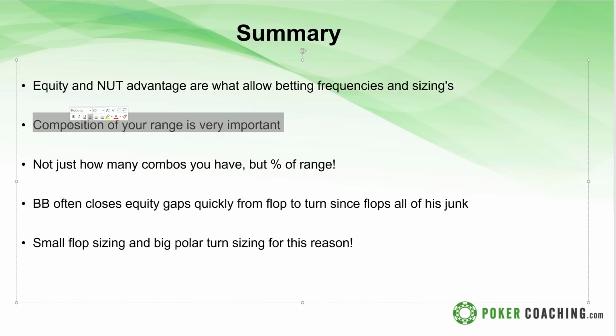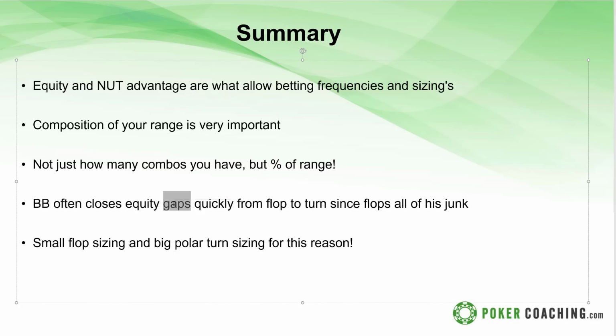Composition of your range is very important. It's not just how many combos, but it's the percentage of the range. So, for example, on the 7 of hearts, the straight completer, the big blind has straights, but it's only like 3% of his range, so it's not really a huge deal. A lot of people justify decisions like, well, he has straights and I don't. But the straight is such a small percentage of his range that it doesn't make a huge difference in the hand.